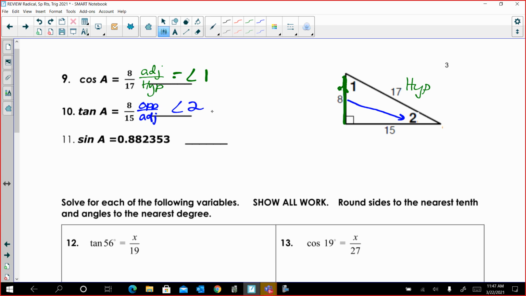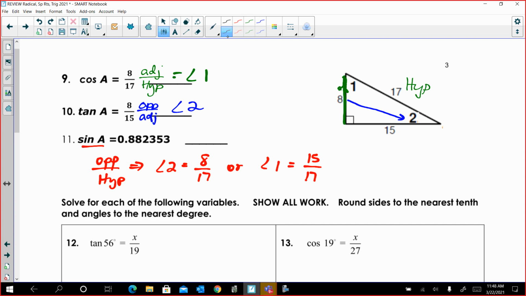Okay. And then for a problem like this, sine of 0.8235, they gave the decimal, okay? But I know that sine means I'm doing opposite over hypotenuse. So that means if I'm looking at angle 2, the opposite would be 8 over 17. If I'm looking at angle 1, the opposite would be 15 over 17.